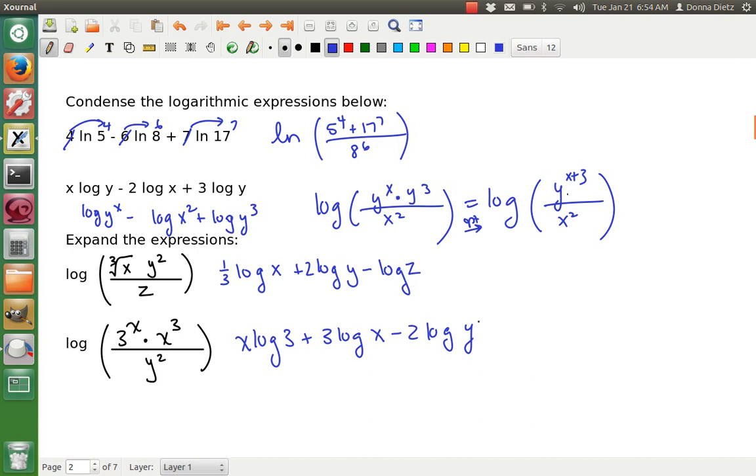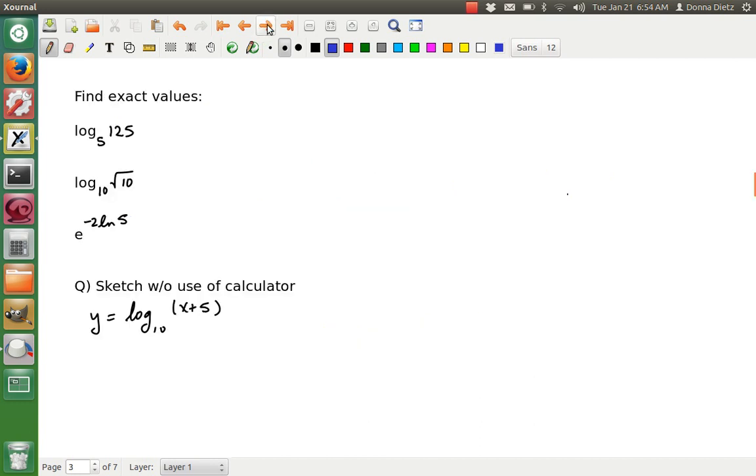Okay. Next question. Find the exact values. So what this is saying is, remember our rule. That means log base 5, and it's asking us for this number. And we know that equals 3. That's it. It's saying, what is the exponent in base 5 of 125? Well, that's 3.